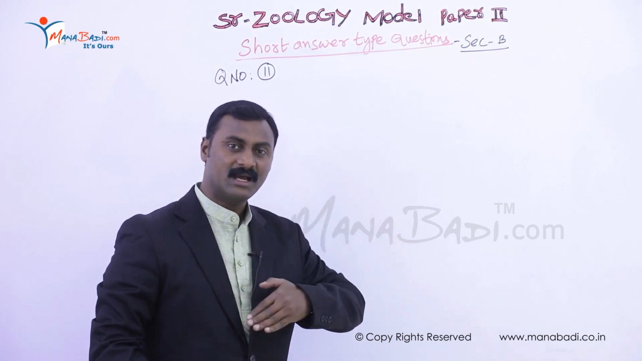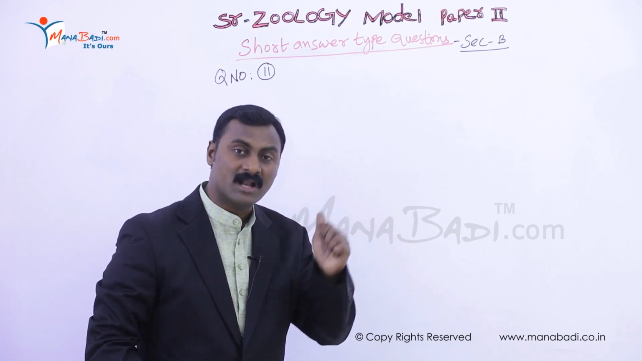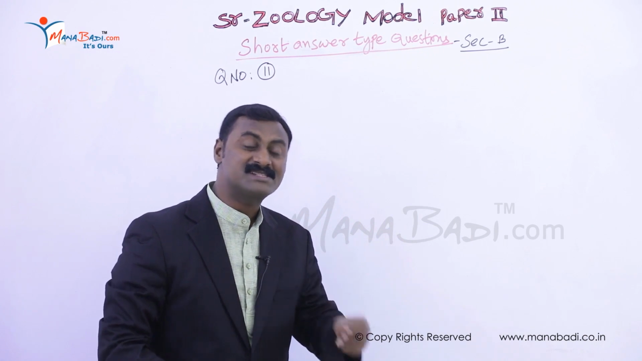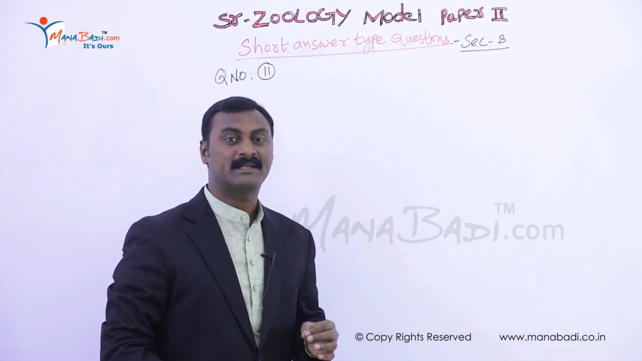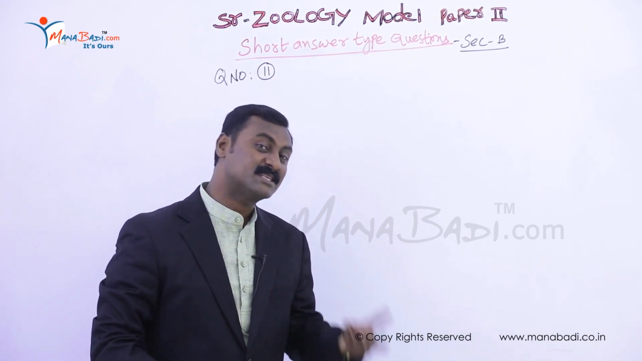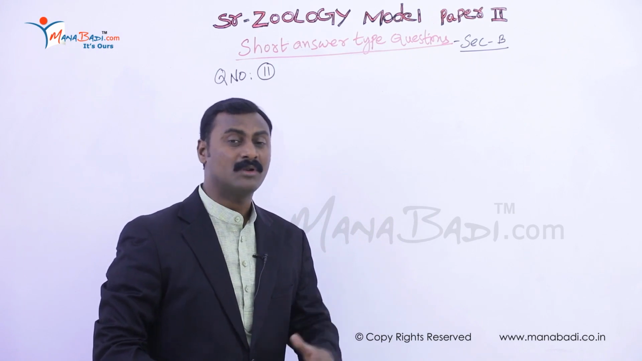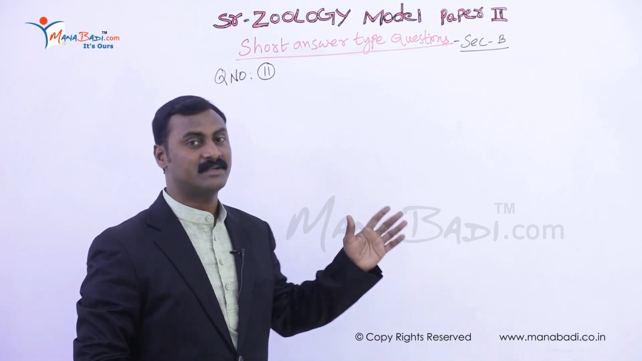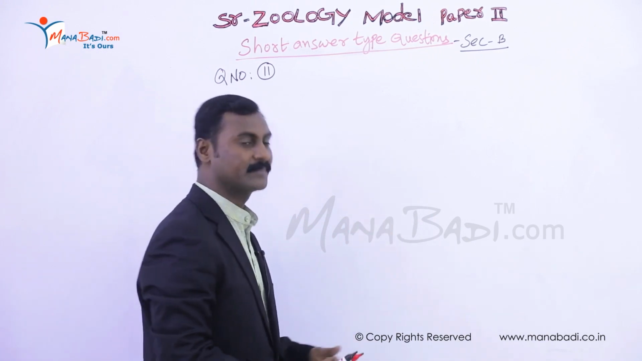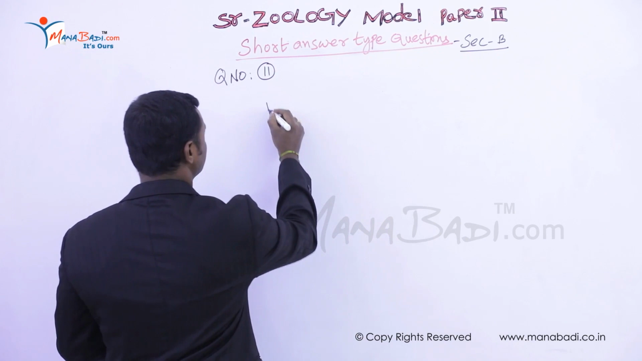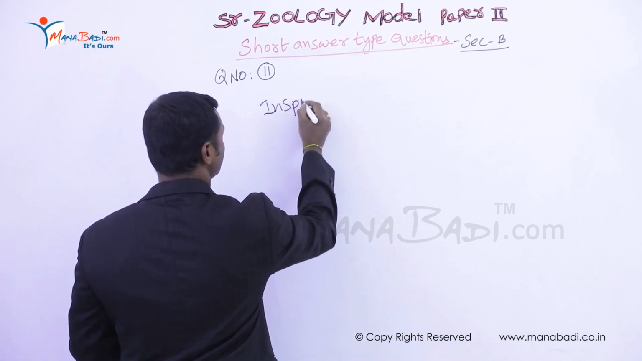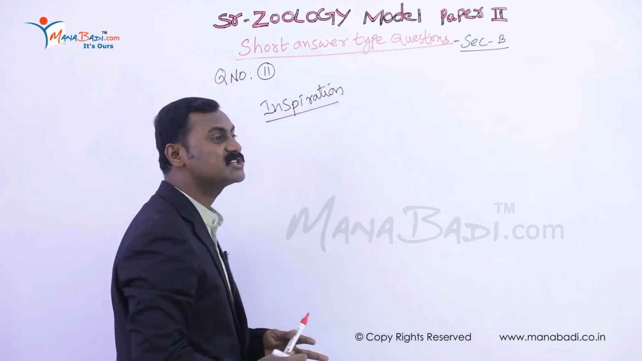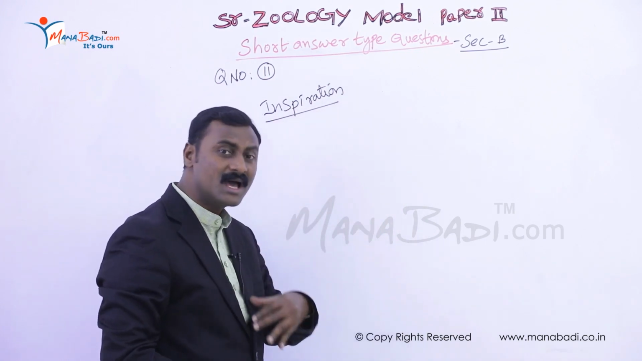So, how inspiration and expiration happen under normal conditions, what muscles are responsible for this action, how space is provided in the lungs, and how the lungs release the gas out from the thoracic cavity, we will discuss in this question. Okay, first we will see inspiration. Inspiration means inhalation of air into the lungs.